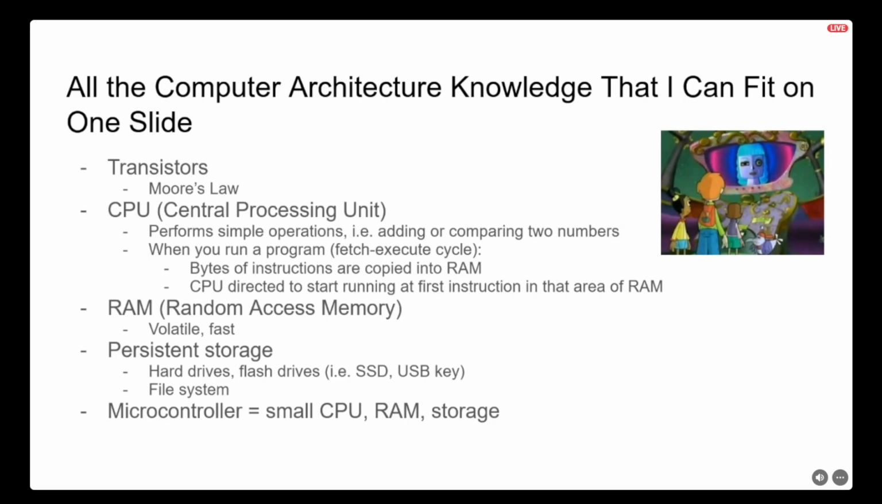So in your computer, you've got your CPU, that's the central processing unit. This is basically the brains of the operation. It performs simple operations such as adding or comparing two numbers. And when you are running a program, the CPU is performing a fetch execute cycle. So basically you are fetching an instruction in the code and executing it. Pretty straightforward. So in the fetch execute cycle, bytes of instructions are copied into the RAM, and the CPU is directed to start running at that first instruction in that area of RAM.